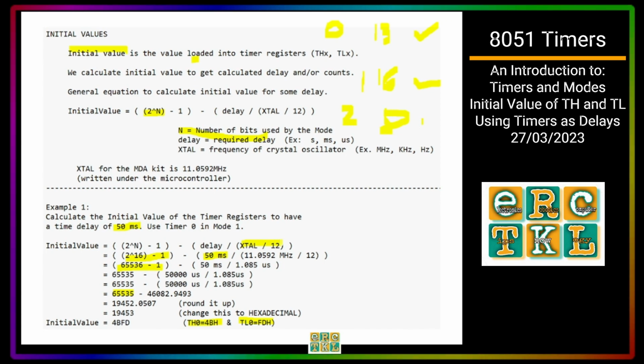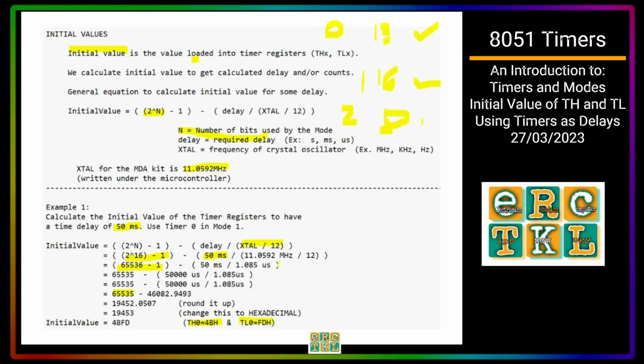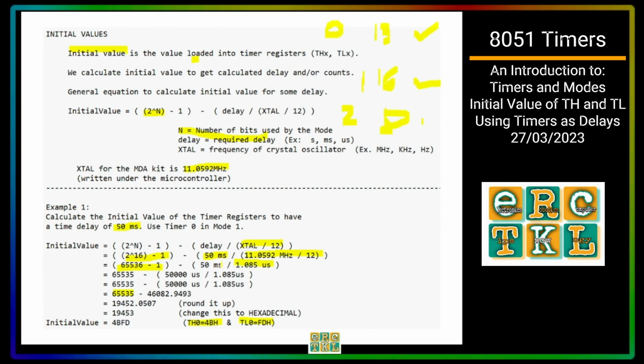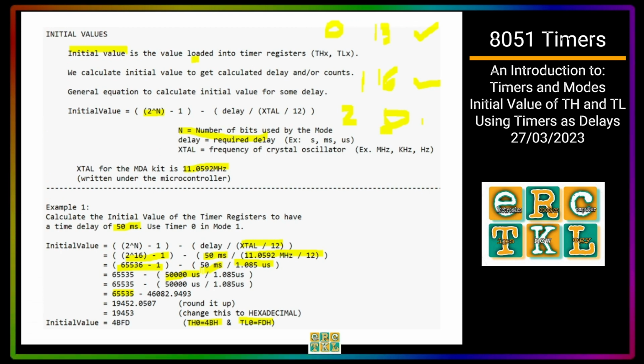Why? Our frequency here is always 11.0592 divided by 12. Actually, you can skip this. You can directly write 1.085 microseconds. But we have a problem. We want 50 milliseconds. We cannot divide it by microseconds. So, the 50 milliseconds, you multiply by 1,000, it will become 50,000. Are you listening, everyone? So, 50,000. Is it clear so far here?